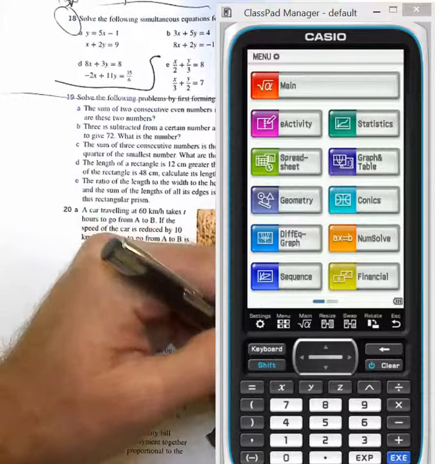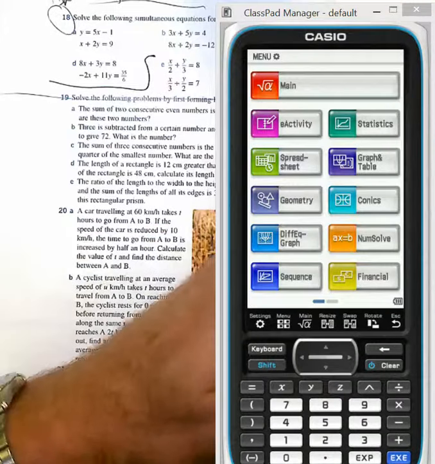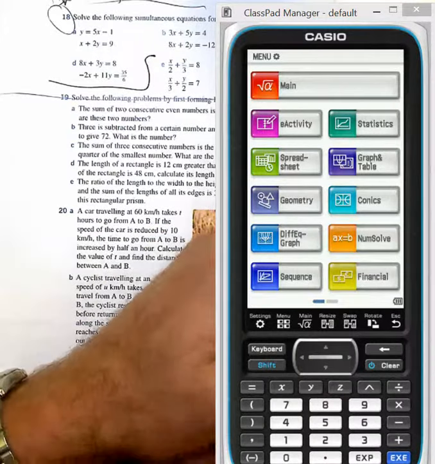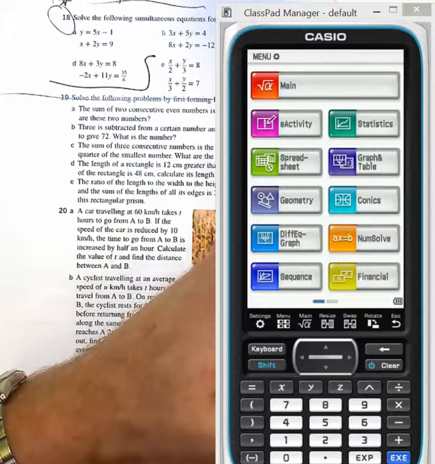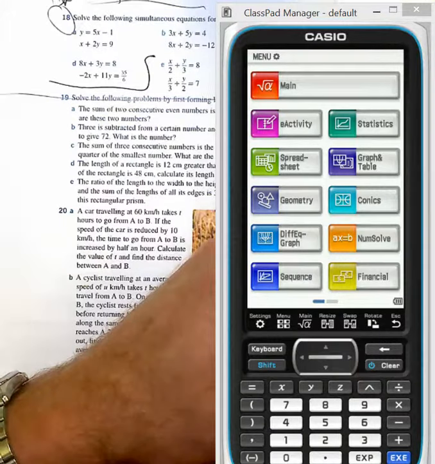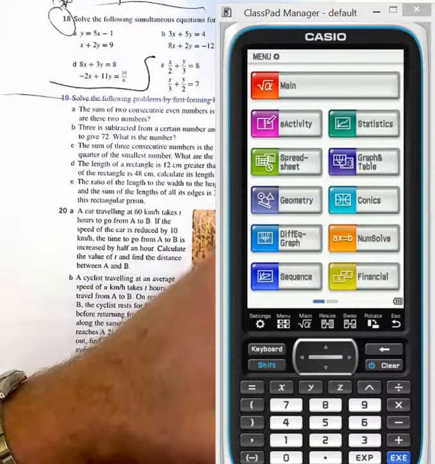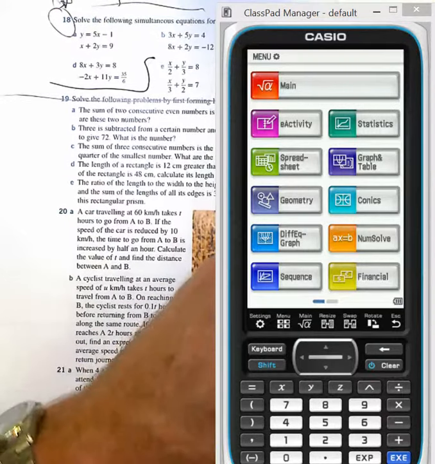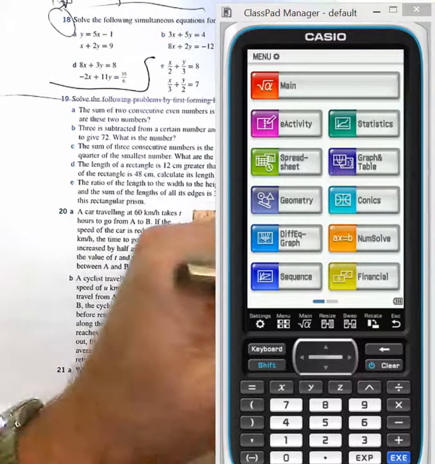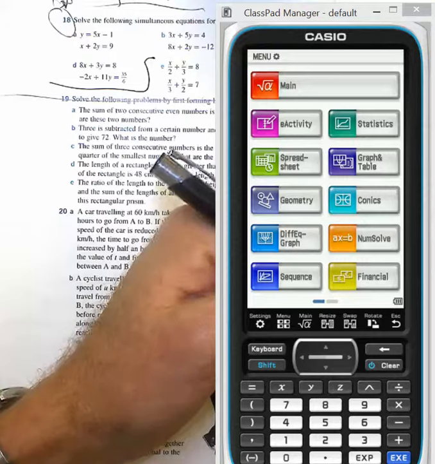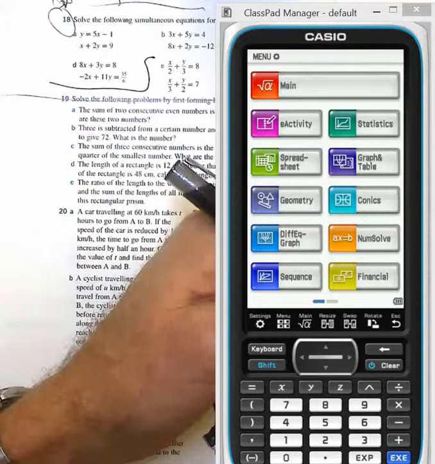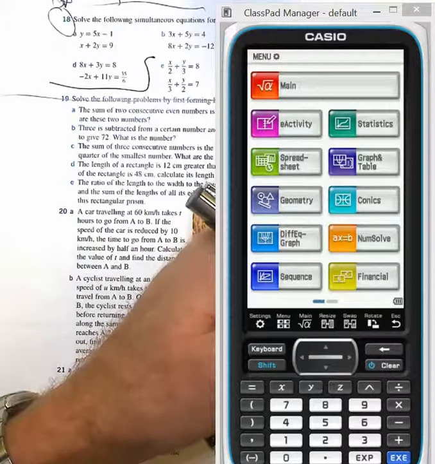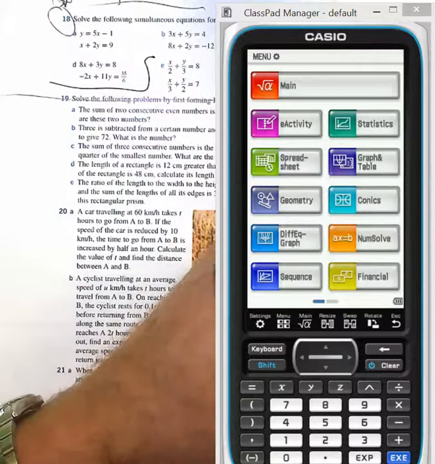In question 18, I'd like to show you how you can use your graphics calculator in order to solve simultaneous equations for x and y. Now, please note, there will be some times where you have to solve your work by pen and paper, either using the elimination method or the substitution method, but on other occasions you will be able to use your graphics calculator to either check or do the whole thing.